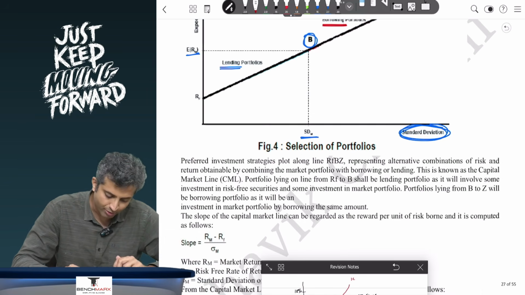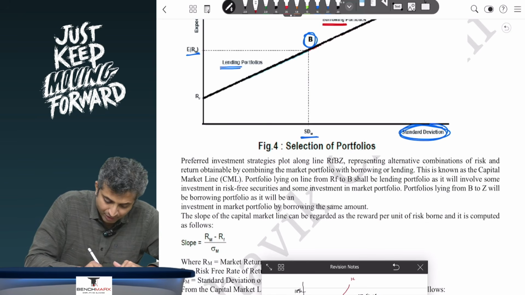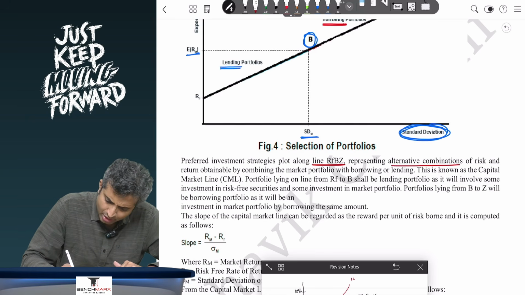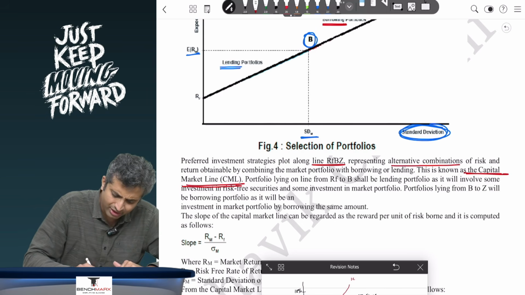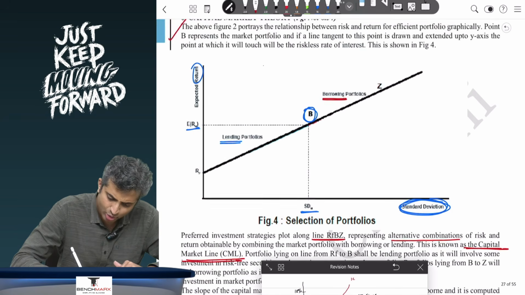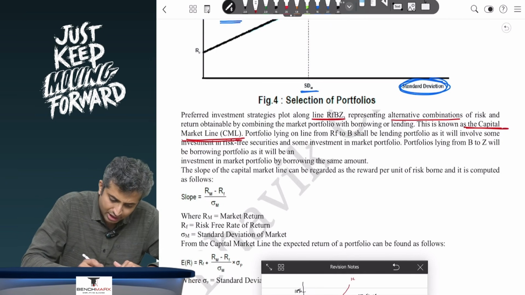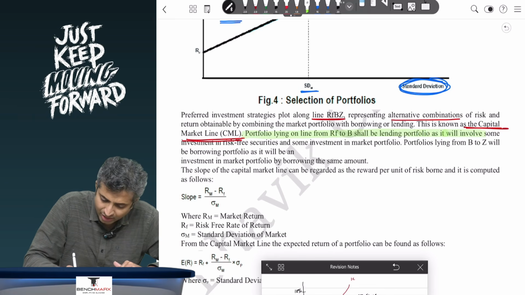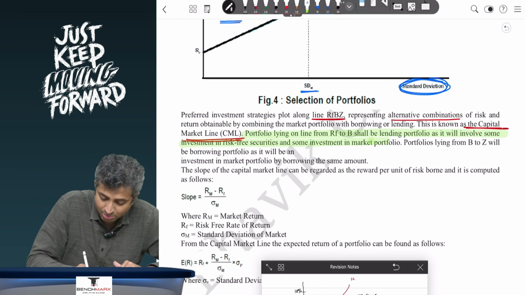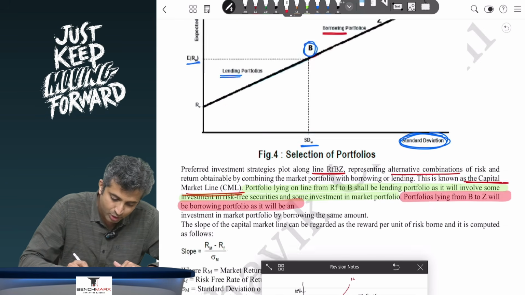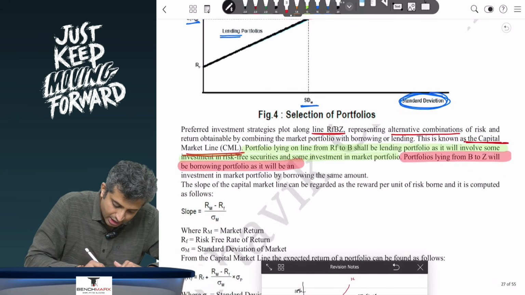So over here, the preferred investment strategies plot along this line representing alternative combinations of risk and return. This is known as the capital market line. On one side you have the return, on the other side you have the risk in standard deviation terms. Portfolios lying between RF and B shall be lending portfolios. They involve some investment in risk-free securities and some investment in the market. But portfolios lying between B and Z will be borrowing portfolios, because I'll have to short in this particular case by borrowing the same amount.